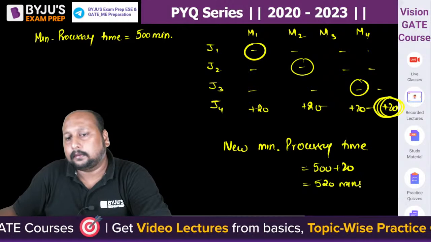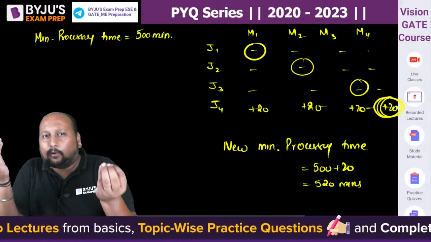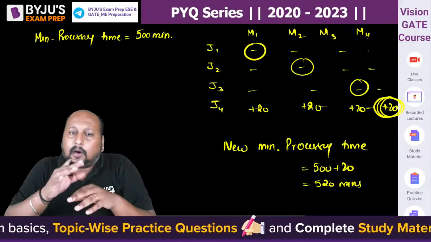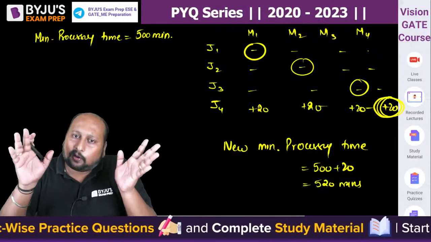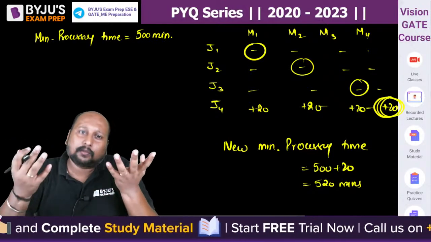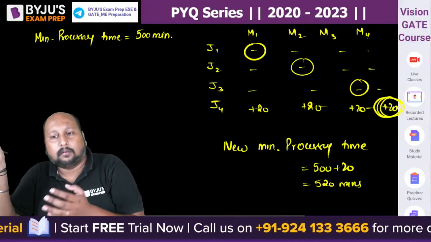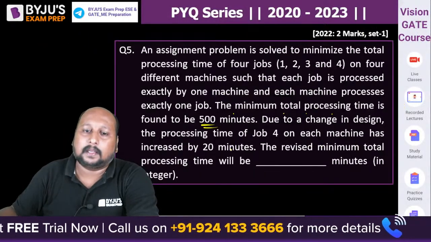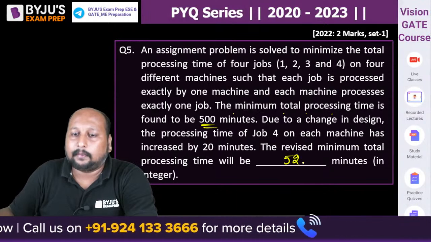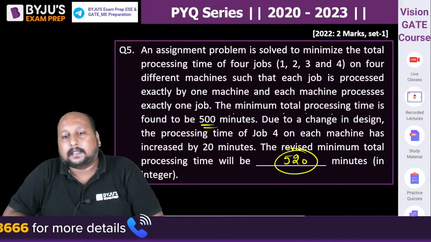That's it. क्योंकि देखो every row and every column will be selecting only one cell. So even if you are increasing the time for each machine for job number 4, it is immaterial because we have to select only one. So in the final value, the minimum optimized value will only have a 20 plus, that is 520 minutes is the correct answer.